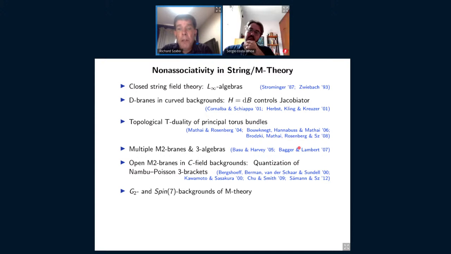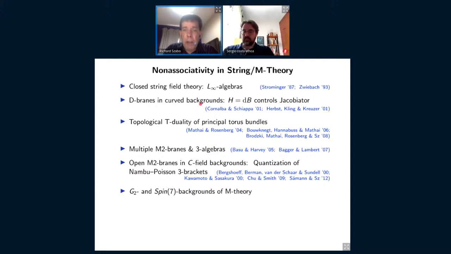Okay, there's the famous Bagger-Lambert theory of multiple M2-branes, which was developed in the last decade, where it was argued that the underlying gauge structure for a system of multiple M2-branes should be governed by some entity that's described by a three-algebra. So I mentioned this word three-Lie algebra before. That was the original proposal, but it was realized later that it should maybe be relaxed to other notions of three-algebras. And as I argued already, three-algebras are related to non-associativity. So in this sense, these multiple M2-branes are also giving physical realizations of three-algebras.